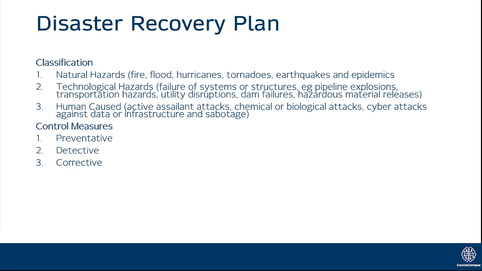And the third step would be corrective, and that would be when the event has actually happened, when a disaster has occurred. What can you do to minimise its effect after it has occurred to keep your business, your organisation, continuing as close to normal as possible?